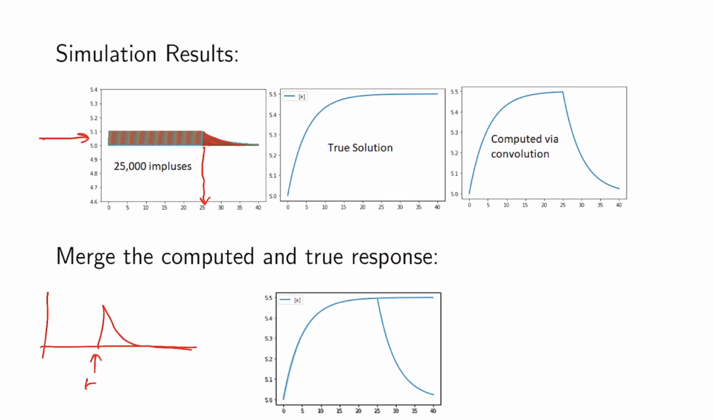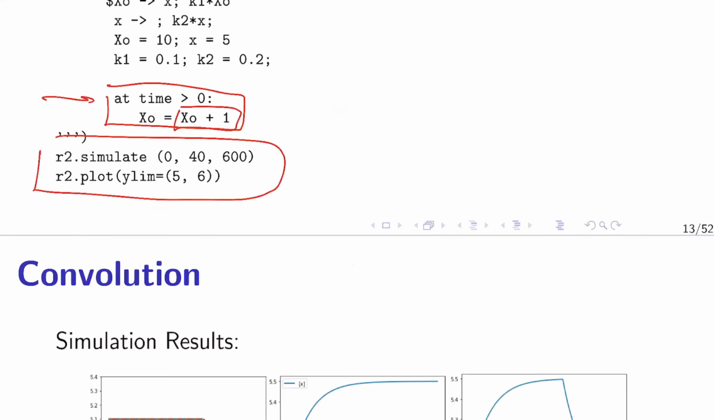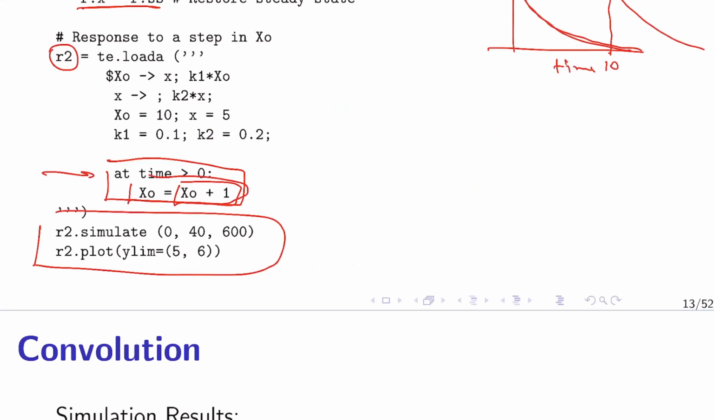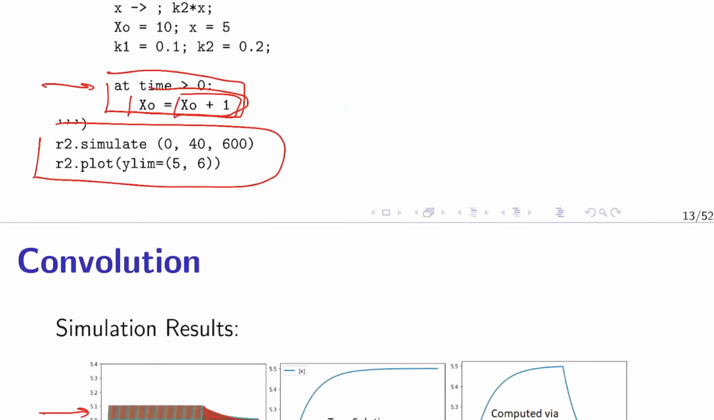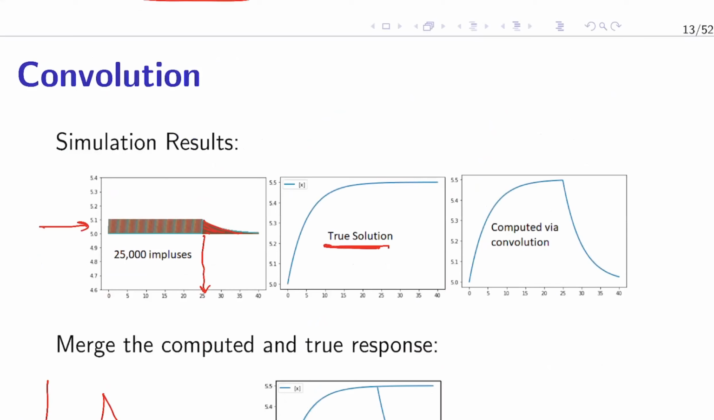Now, this is the true solution here, the second one, which I got by doing a step as we'd normally do. This, however, is the one that was computed, and it only goes as far as 25, of course. There's 25,000; I only went as far as that.